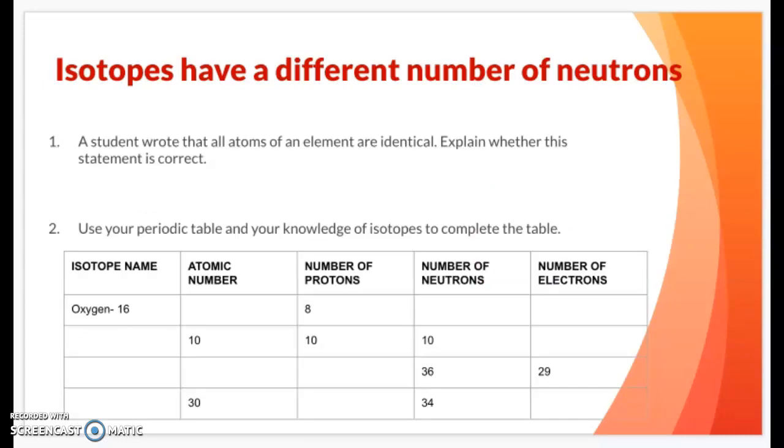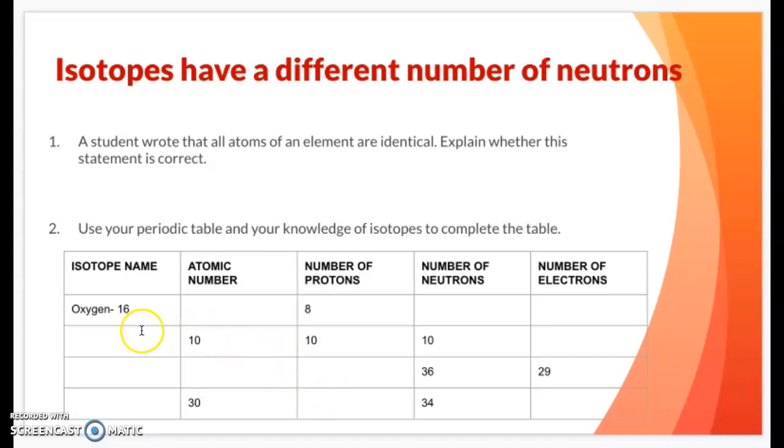Now this time around, you're going to have a go at looking at different isotopes with different numbers of neutrons. So the student wrote all the atoms of the element are identical, explain whether this is correct. With our new understanding of things, we now know that atoms of an element have the same number of protons and the same atomic number, but they are not identical because they can have a different mass number, a different number of neutrons. So you've got to explain that in a full sentence, explaining that you can actually have more neutrons, but it is still the same atom, okay? Just a different isotope.